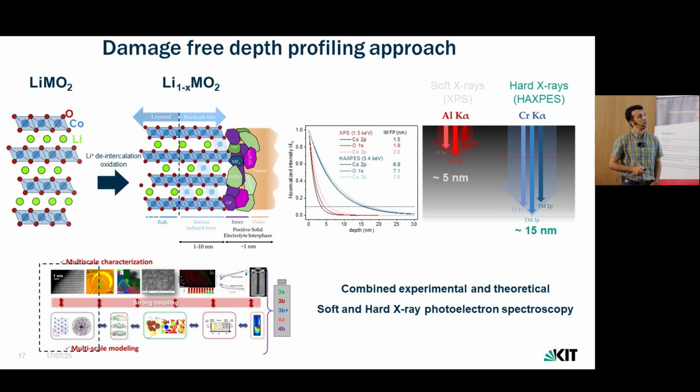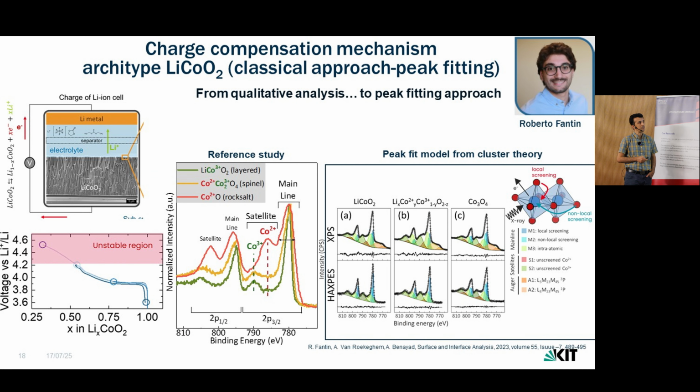By XPS, by doing HAXPES, hard X-ray photoemission, we can probe deeper, up to 15 nanometers, or with a synchrotron facility up to 30 nanometers. Additionally, inside the same spectroscopy, we have different probes that bring different depth profiles. If we track the cobalt 3p, we are not probing the same depth as if we track the cobalt 2p. So inside the same spectroscopy, you can also do non-destructive depth profiling. And we also need another ingredient: combining with theoretical calculation.